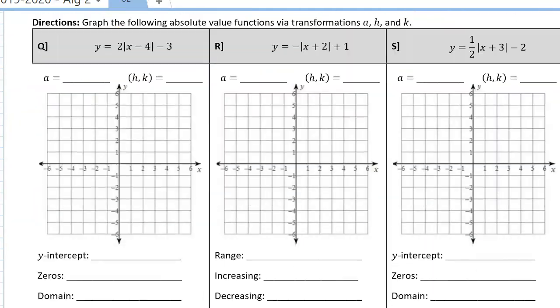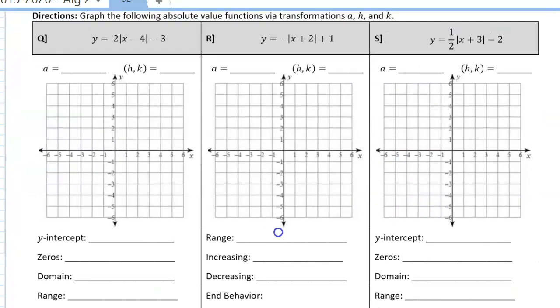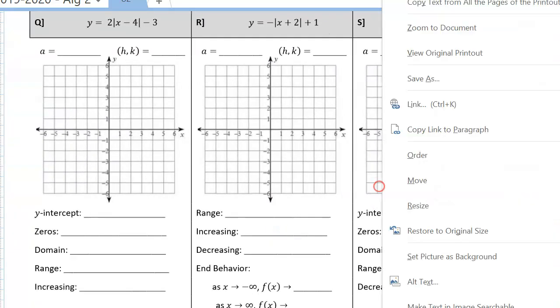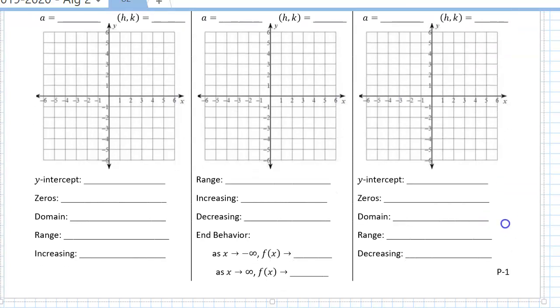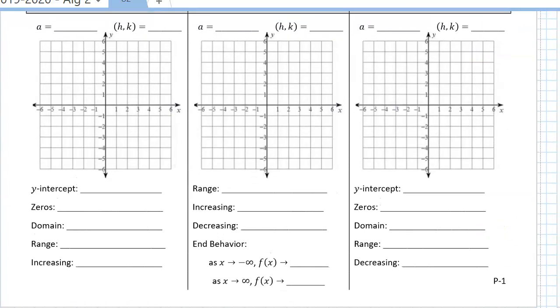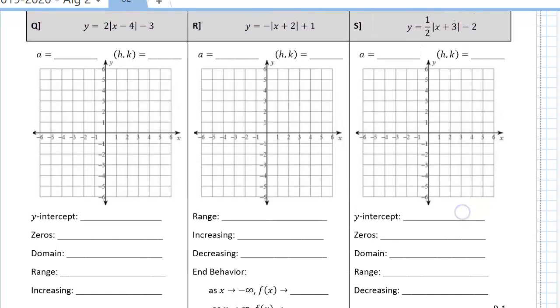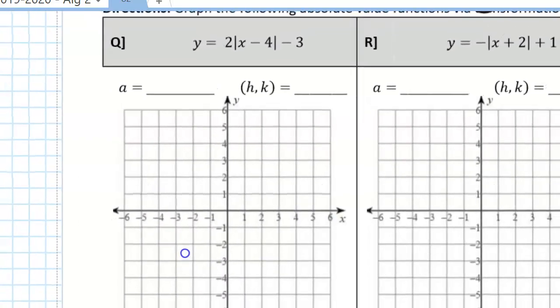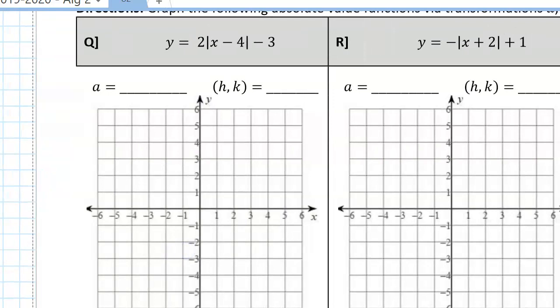Putting these all together, we're now actually going to try to graph some absolute values by hand, and then apply the characteristics that we learned in topic 2, y-intercept, domain, range, zeros, to what we see. So the process for graphing is very much like identifying the transformations using A, H, and K.